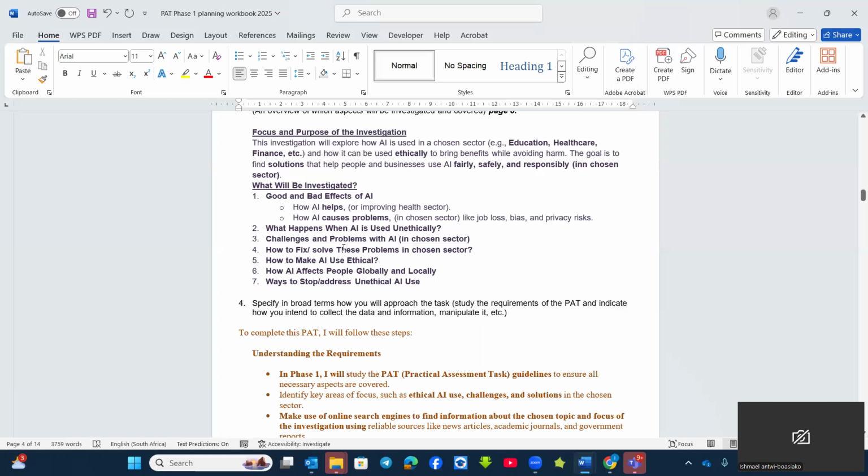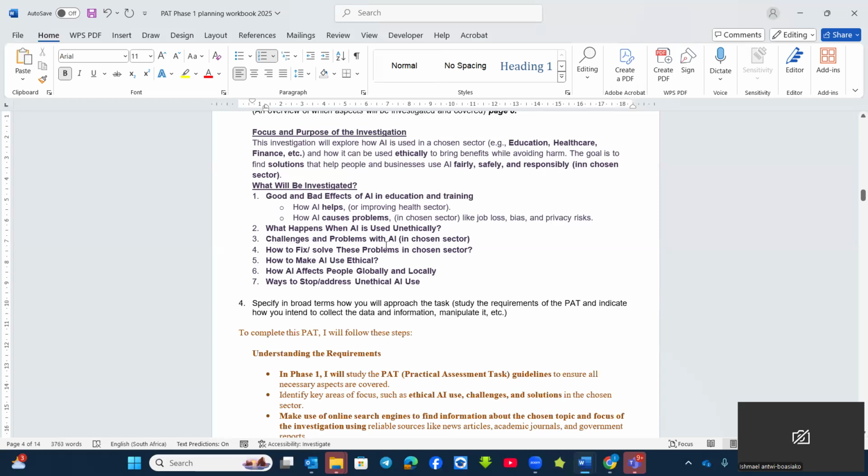So you list them, you can just create a list, the good and bad effects of AI in, so here you can say in education and training, how AI, or what happens when AI is used unethically in the sector. You can write the sector also.